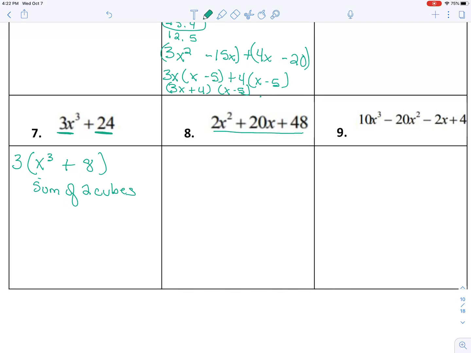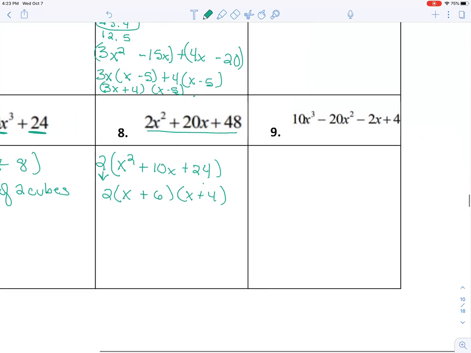Alrighty, if I get to the next one, what's the first question I ask myself? Is there a GCF? Yes, there is. We can factor out a 2. And we have x squared plus 10x plus 16, plus 24. Because, you know, that math thing kind of gets to me sometimes. Plus 24. Okay, what can I multiply to get 24 and add to get 10? 6 and 4. So this is x plus 6, x plus 4. And what do I do with this 2? It comes down.